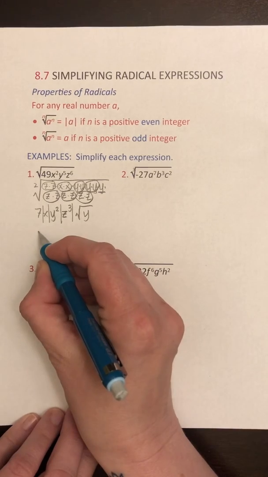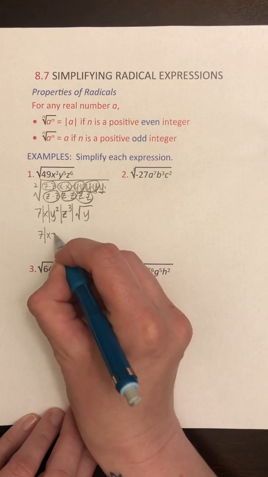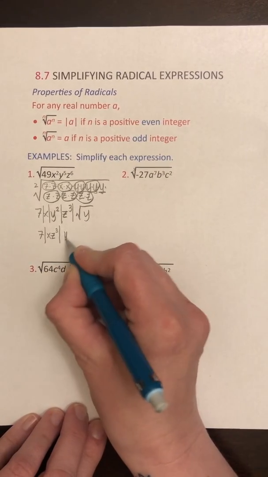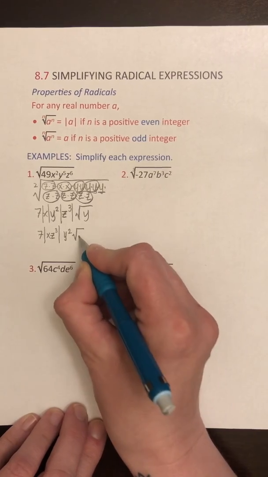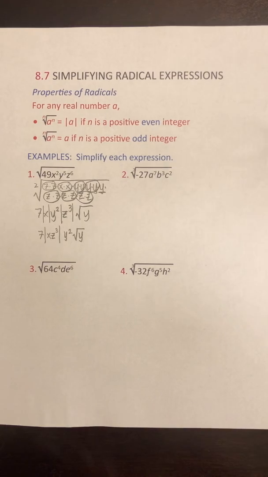Now, to make this answer look maybe a little bit nicer, I will put the x and the z's together in the absolute value bar, and then put the y's behind it, just so you can kind of tell what is inside and what is outside of those absolute value bars.